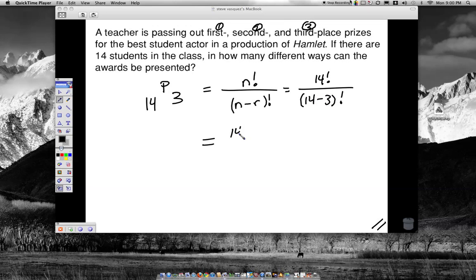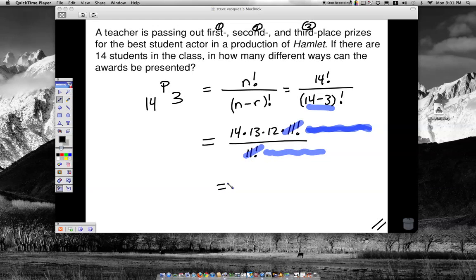So that's 14 times 13 times 12 times 11 factorial over 11 factorial. I stopped at 11 on the top because I looked at the bottom and did 14 minus 3 first. I knew that I was going to get 11 so that I could use my shorthand notation and not have to write out all the numbers for 11 on both top and bottom. Cancel the 11s. I've got 14 times 13 times 12.